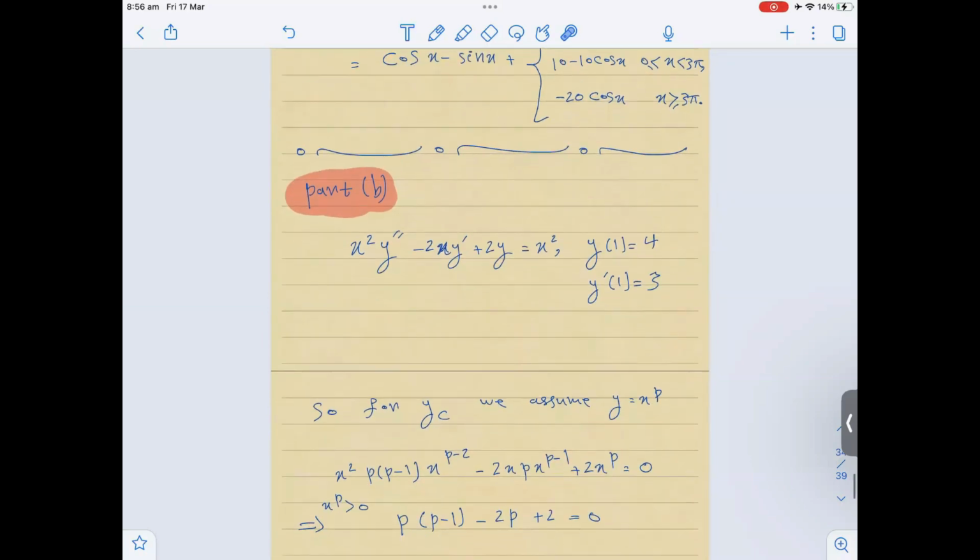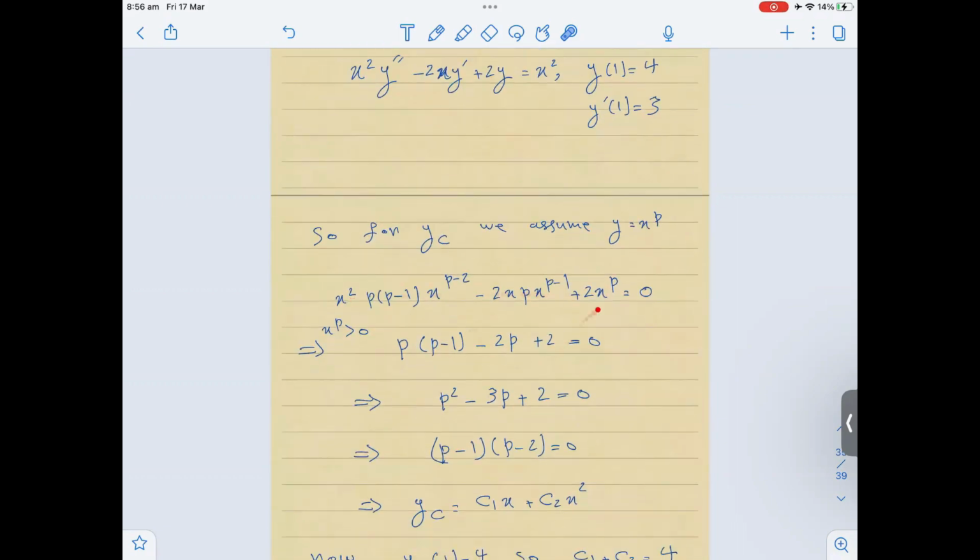Part B is again the last thing. Part B is the Cauchy equation. As I said earlier, we obtain y1 and y2 without changing the standard form, so we will leave it as it is. But if we want to find yp, we will have to divide every equation by x squared because we want the coefficient of y double prime to be 1.